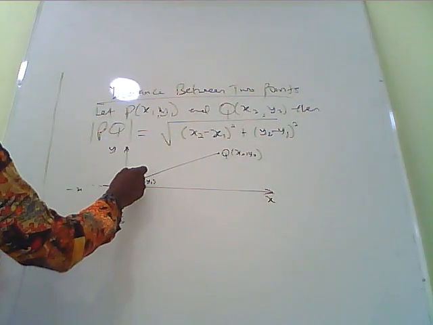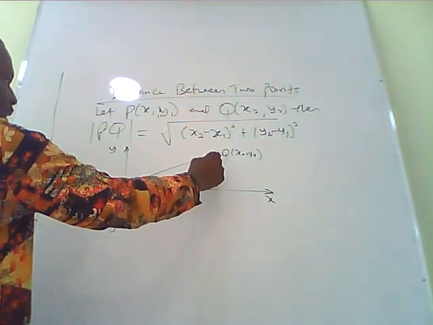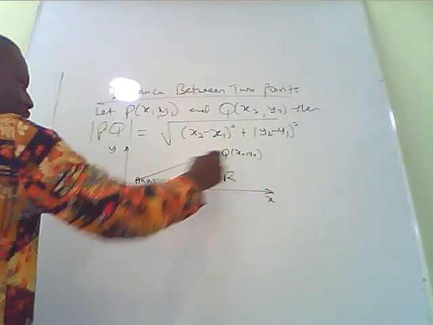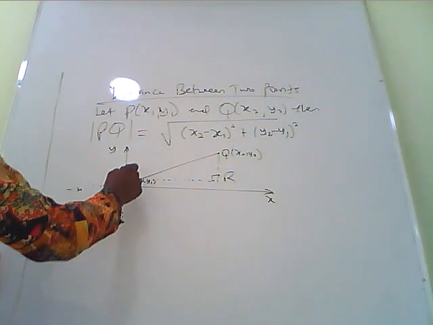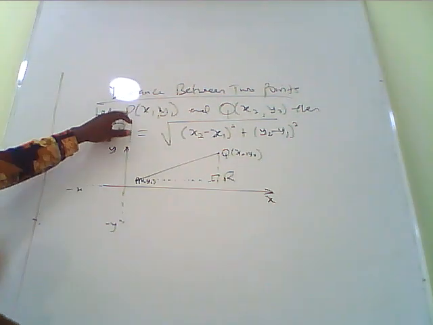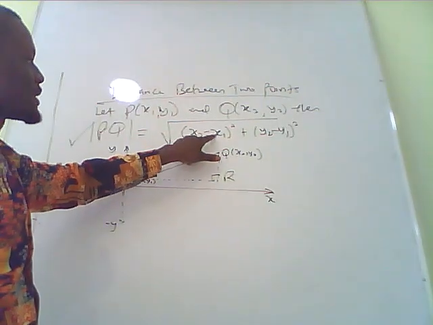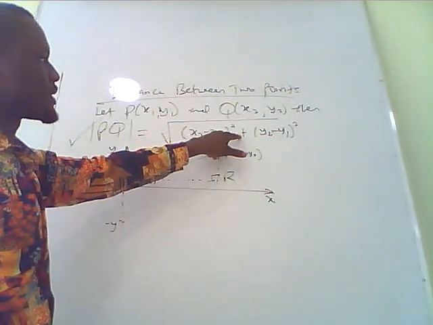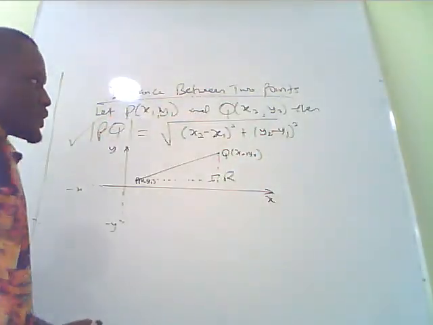But we can actually produce a line here and also produce a line here and they intercept at, let's just say, R. So by Pythagoras theorem, we're going to have this equation. So the distance between 2 points P and Q is actually square root of (x2 minus x1) all squared plus (y2 minus y1) all squared.